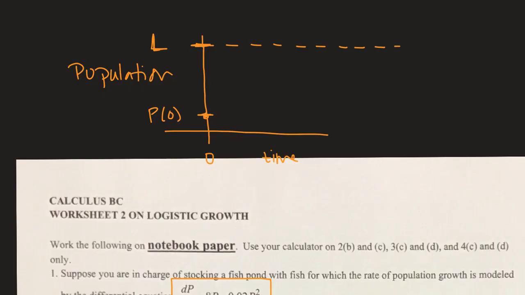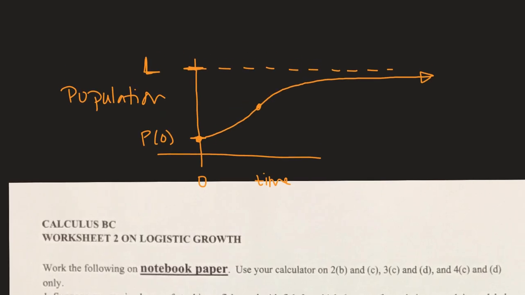What's going to happen is logistically we're going to increase up to a point of maximum growth, and then we're going to grow but at a decreasing rate until we reach that horizontal asymptote of L, which is called your carrying capacity. That's the biological word, capacity. That's the amount of organisms that can live in an environment given the resources that are there.